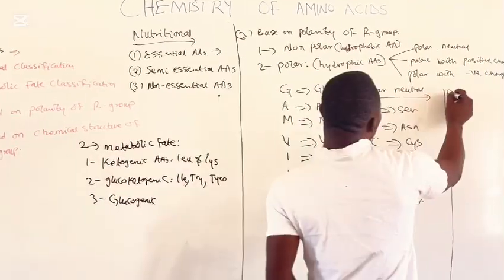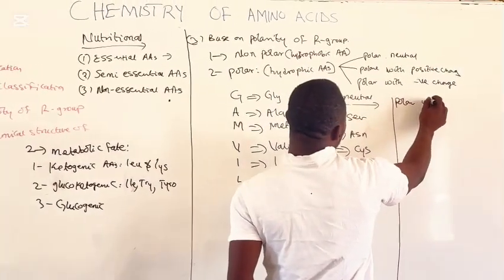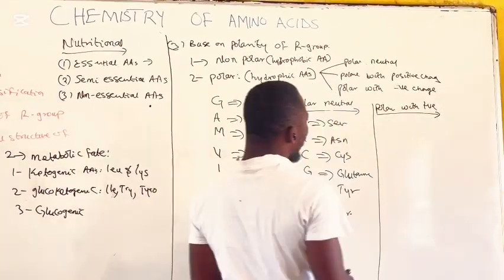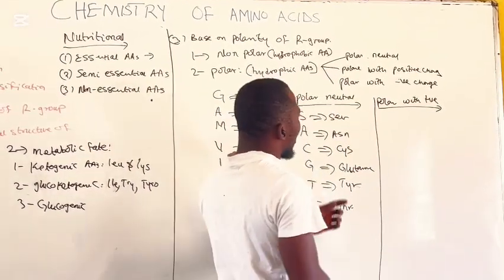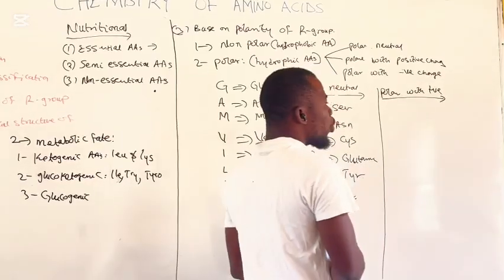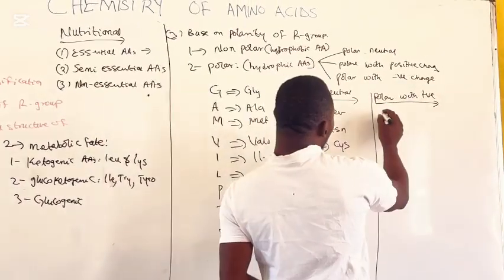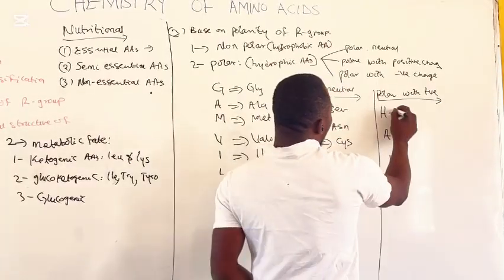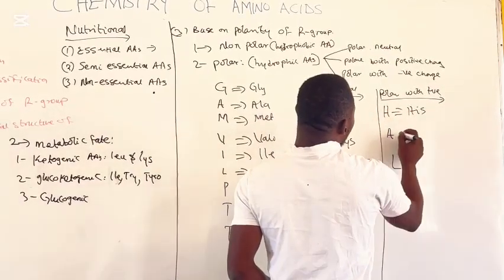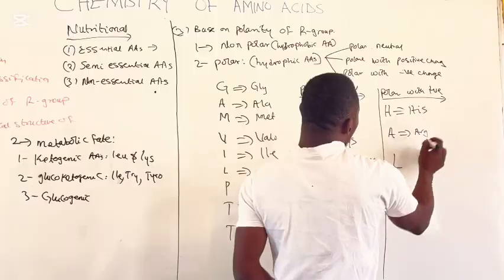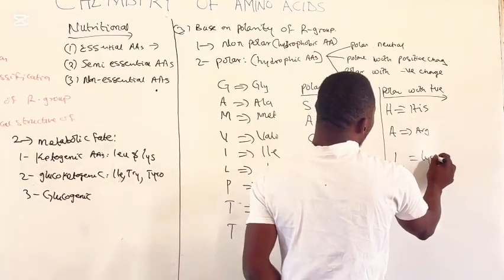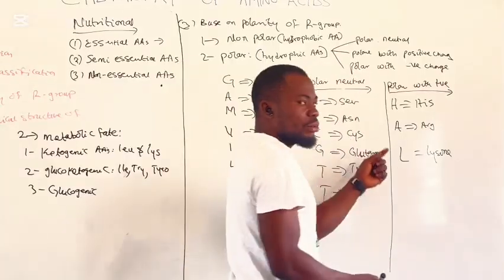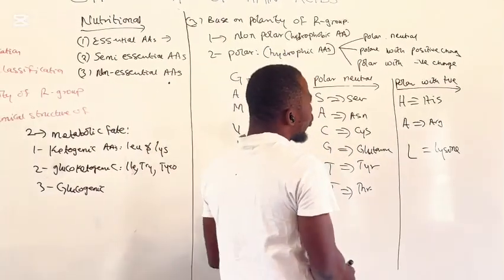Next one is polar with positive charge. The polar with positive charge are the same thing as the basic amino acids, and you can remember them using the mnemonic HAL, that is histidine, arginine, and lysine. So these are the polar with positive charge. They are the same thing as basic amino acids.